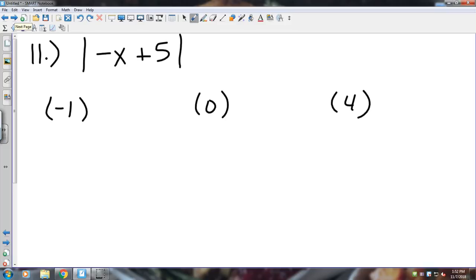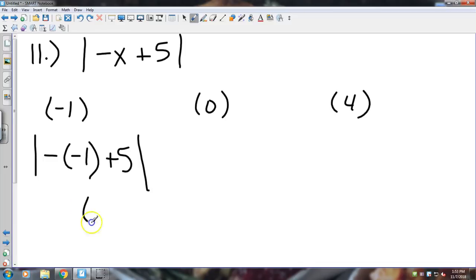Number 11. A little more intense. Now we add the absolute value to it. Remember, don't take absolute value until the end. So the first one, I'm taking negative my x value. I'm adding 5 to it, and then I take the absolute value of. What's negative a negative 1? Positive 1. What is 1 plus 5? 6. What's the absolute value of 6? 6.